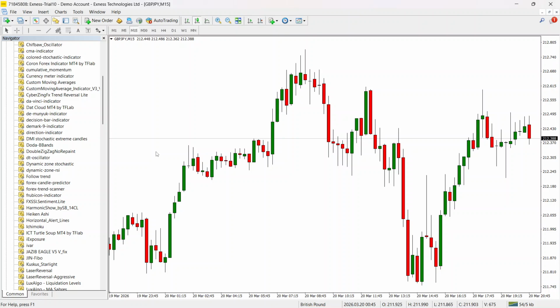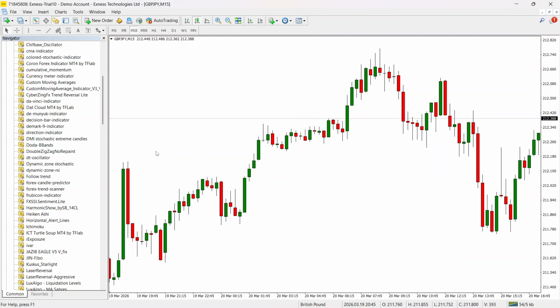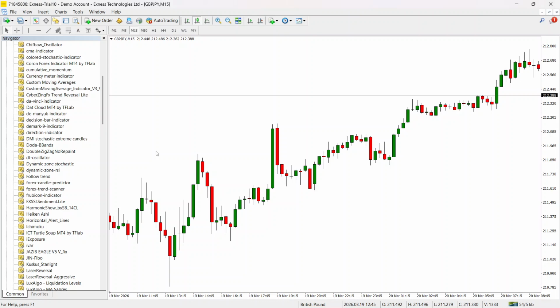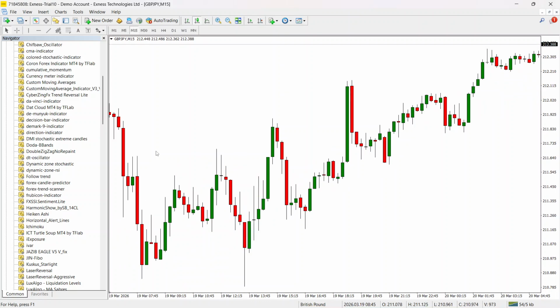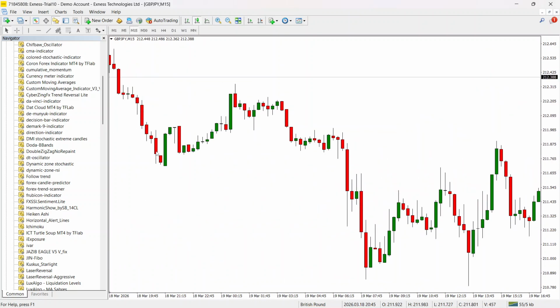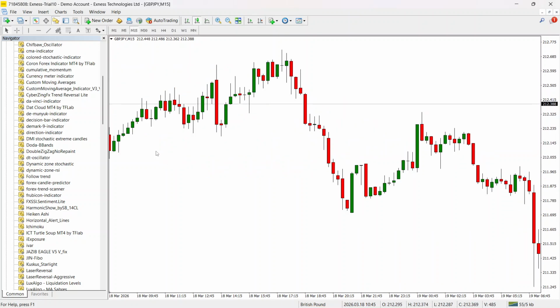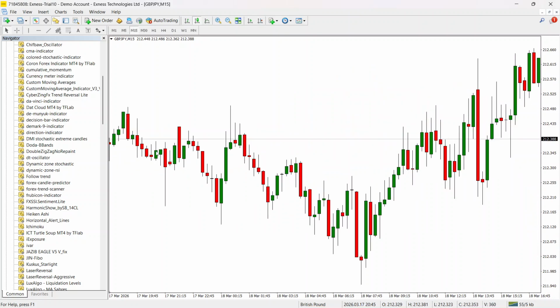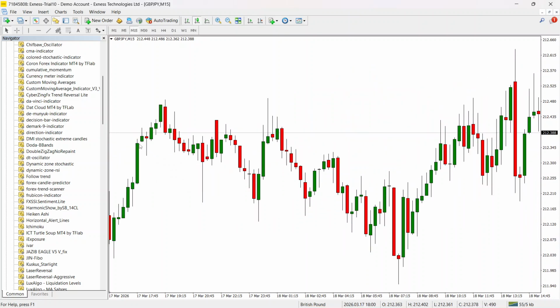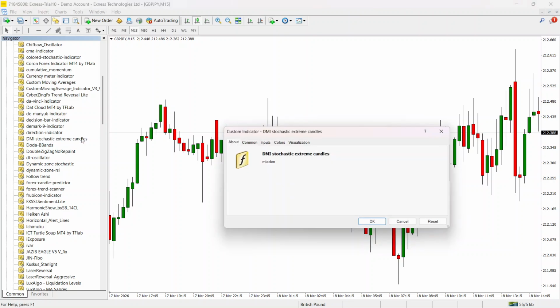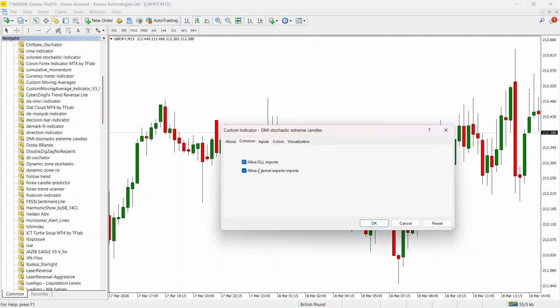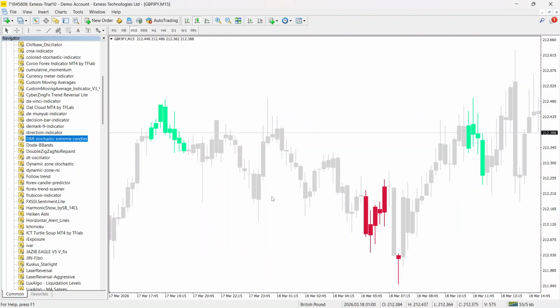Hello traders. In this video we're looking at the DMI Stochastic Extreme Indicator. This version not only combines DMI and stochastic logic, but also recolors your price candles red, green, or gray to visually show trend and transition phases on the chart. I'll load the indicator on the chart so you can see how it looks in real time.